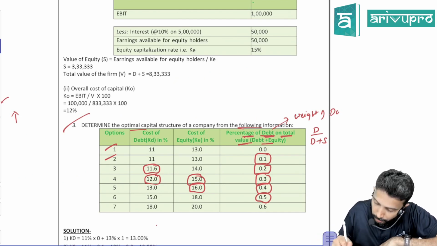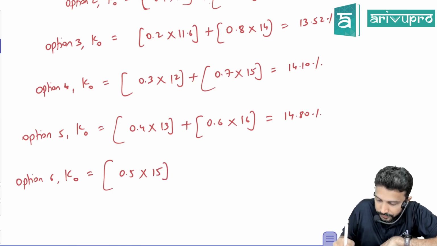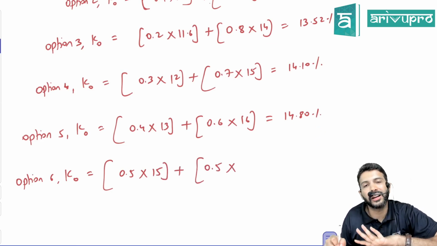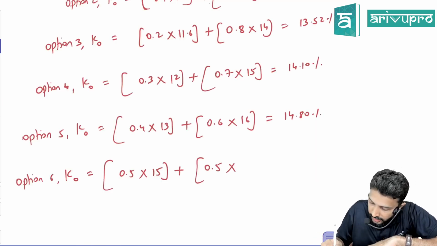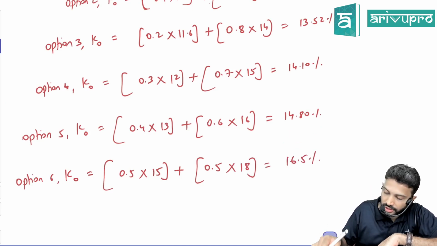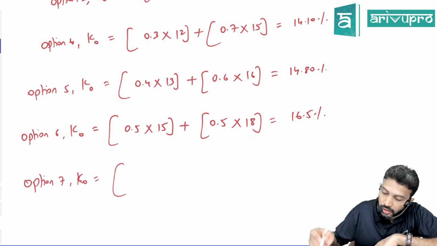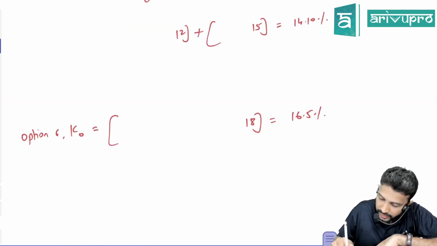Now option number 6. The weightage of debt is 0.5 and the cost of debt is 15. If the weightage of debt is 50%, the weight of equity will also be 50%. However, the cost of equity is 18%. So the summation of this will be 16.5%.